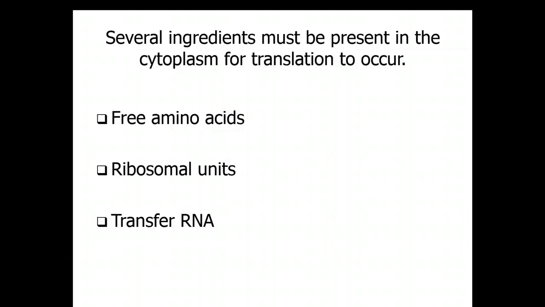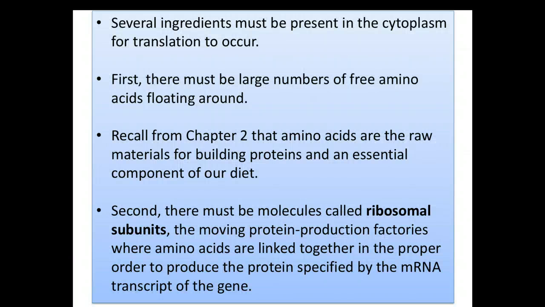So there are several ingredients that must be present in the cytoplasm for translation to occur. We have to have the 20 free amino acids, ribosomal subunits, there's 2 of them, and transfer RNA, which is the decoder ring. One part of the transfer RNA molecule has the amino acid, and the other end of it has the anticodon, that unique decode message, the 3 nucleotide sequence unique for that particular amino acid.